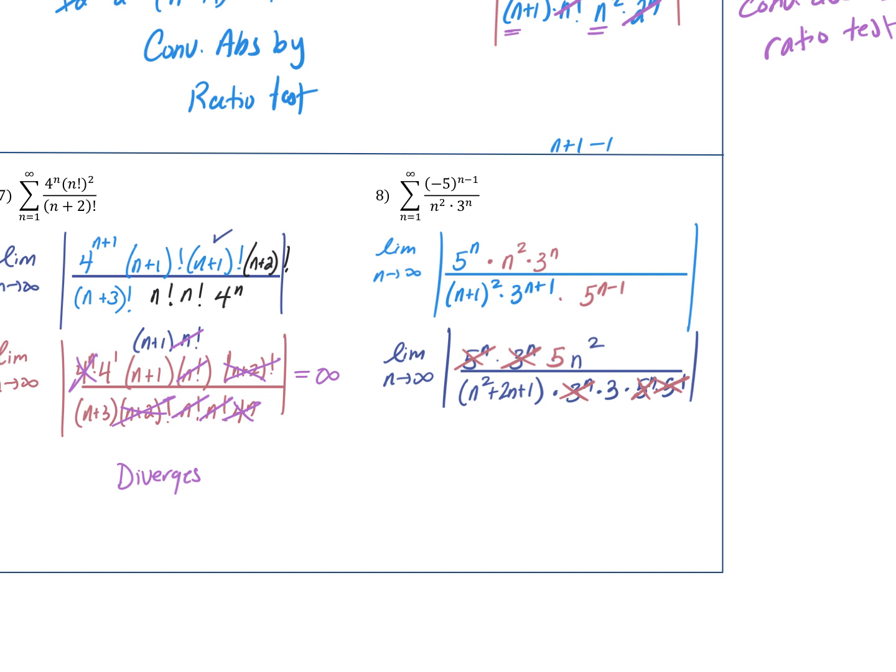So let's get rid of that. So we end up with 5n squared. So limit as n goes to infinity. I end up with 5n squared over 3 times n squared plus 2n plus 1. Since the powers are the same, we take the coefficients, which is 5/3. 5/3 is greater than 1, so this diverges by the ratio test.